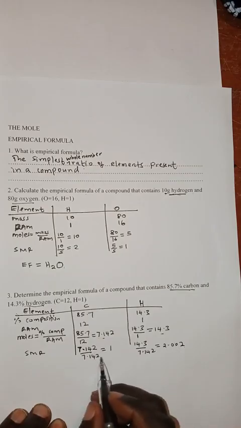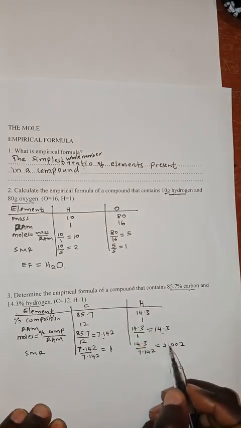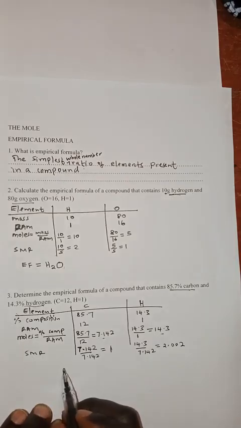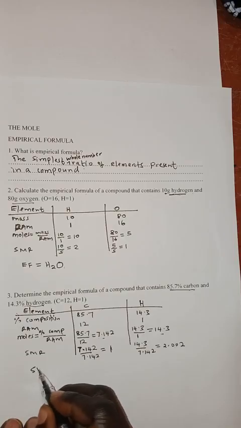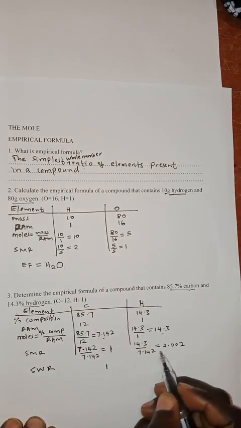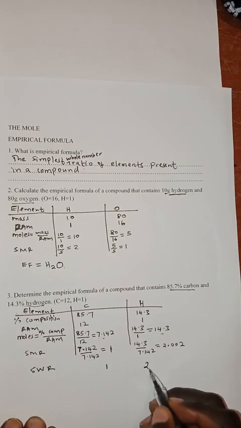2.002. You see, 1 for carbon is a whole number, but for hydrogen it is not a whole number. The simplest mole ratio should be a whole number. So we get the simplest whole number ratio. For carbon it is going to be 1, and for hydrogen we round off to the nearest whole number and it becomes 2.